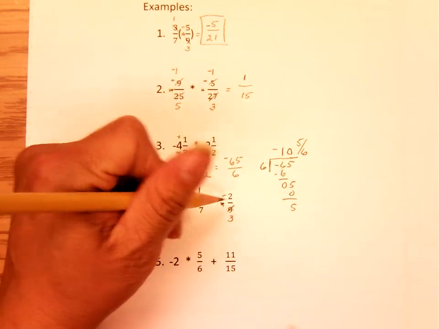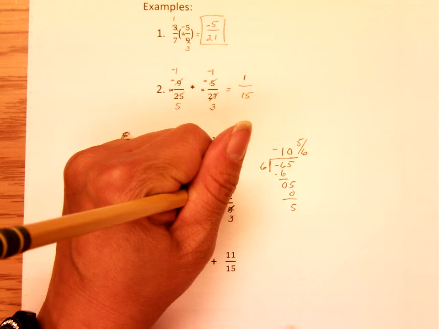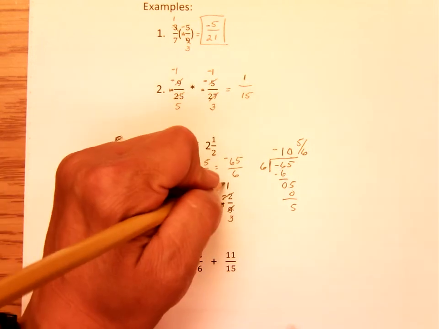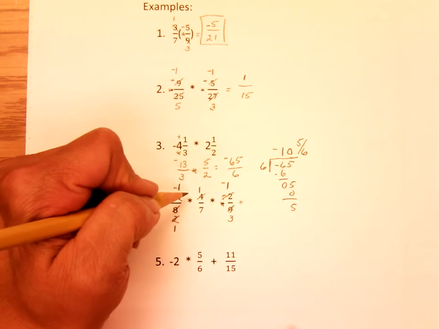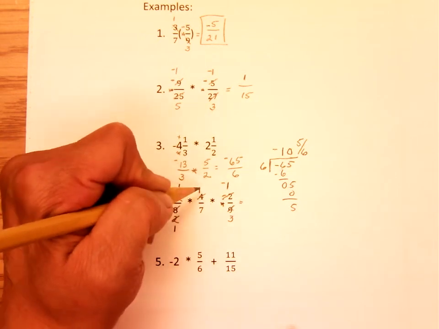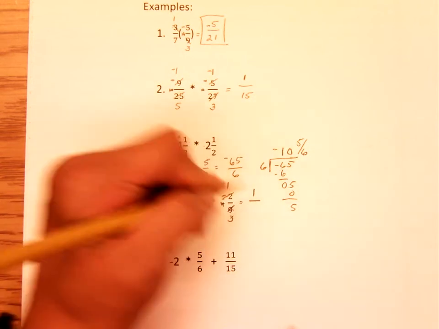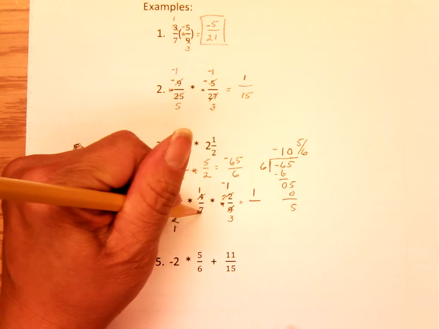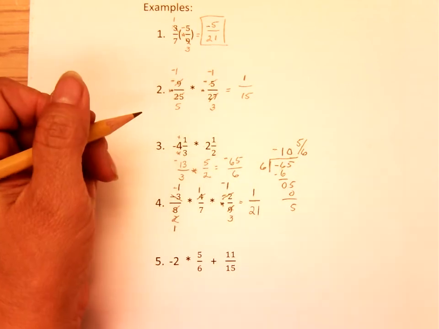You're also going to do 2 and negative 2. So 2 goes into it once, 2 goes into negative 2 once, and it's negative 1. Okay, now multiply across. Negative 1 times 1 is negative 1. Negative 1 times negative 1 is positive 1. Okay, and 1 times 7 times 3 is 21. So the answer is 1 over 21.